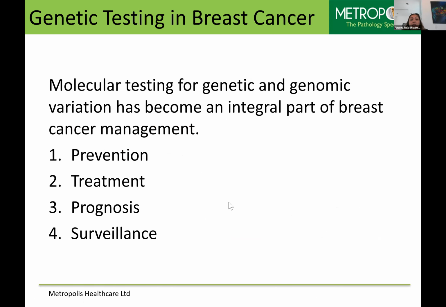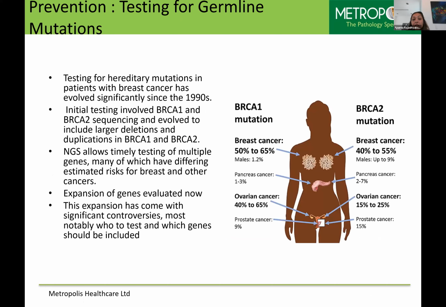Molecular testing, as I mentioned, encompasses everything. It's prevention, treatment, prognosis, and surveillance. Molecular testing is part of the entire gamut of breast cancer. So I'll start with the germline a little bit. Testing for hereditary cancers and hereditary mutations in breast cancer was started in the 1980s. Initially, testing was basically BRCA1 and BRCA2. However, that was just the beginning, and then it became looking for large deletions and duplications, then it included PALB2, and now you can essentially get a panel of 25 genes looking for breast cancer predisposition in the germline.